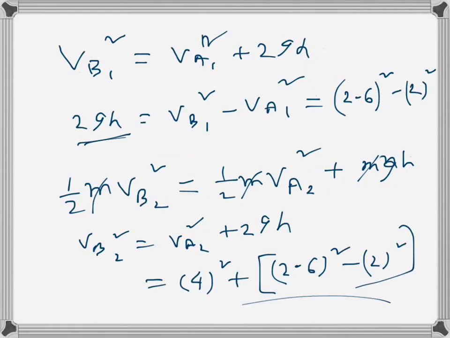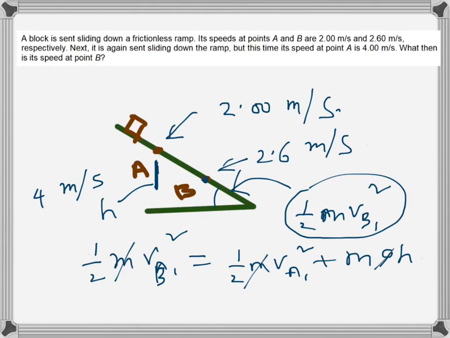The important part is that here we just knew the two speeds at two points, and with that information we could find the speed at the other point when only one speed was known, and that is using just the energies here.